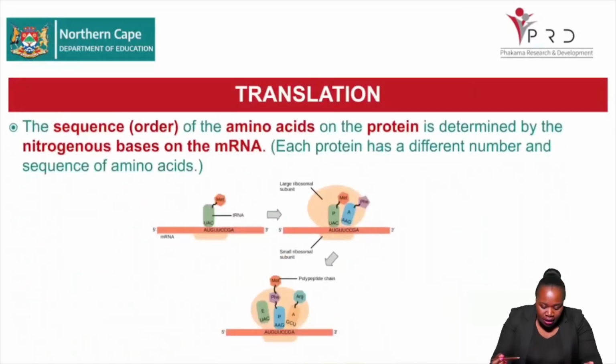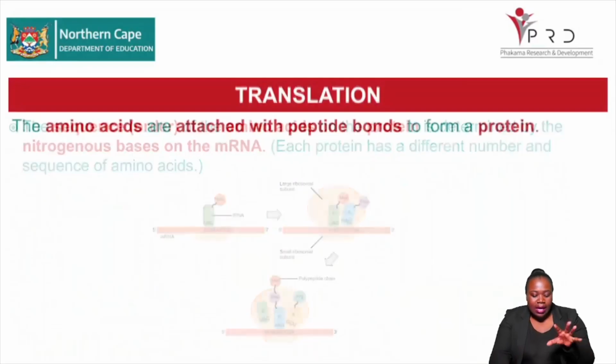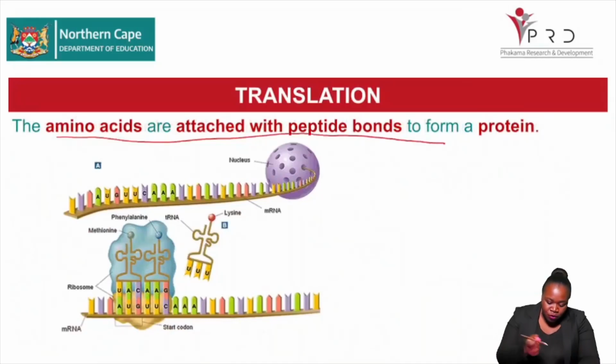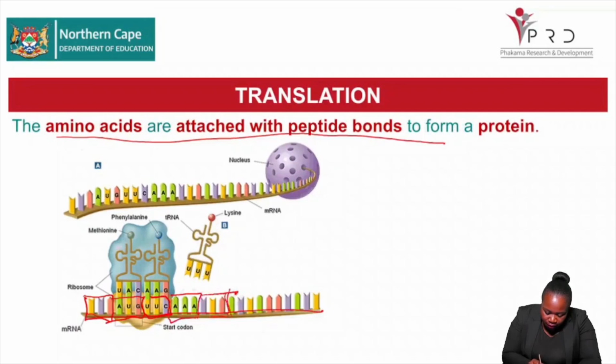Right, next, here you will see that we are going to look at the fact that the amino acids are going to attach with peptide bonds to form that protein. So we can see here on the ribosome, we have our mRNA, we have the codons on mRNA. Three nitrogenous bases form a codon, another codon, until we get to the end here. Right. Now, all these codons are going to be pairing with specific anticodons. As you can see here, AAA is going to pair with UUU.